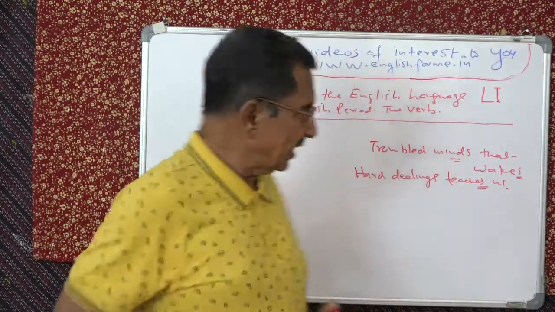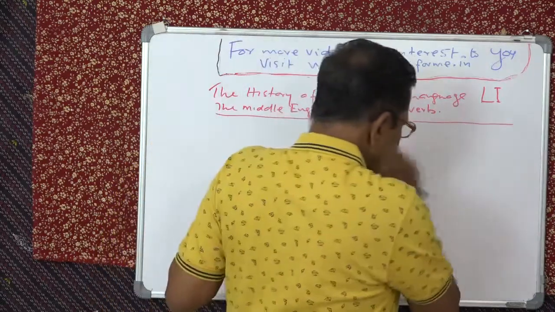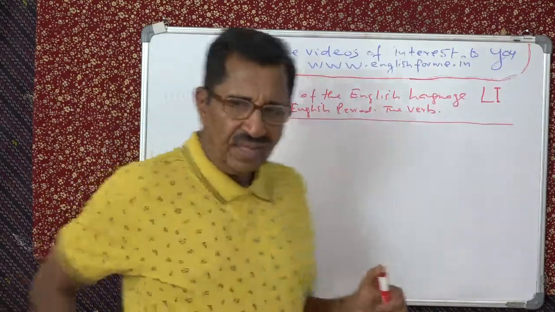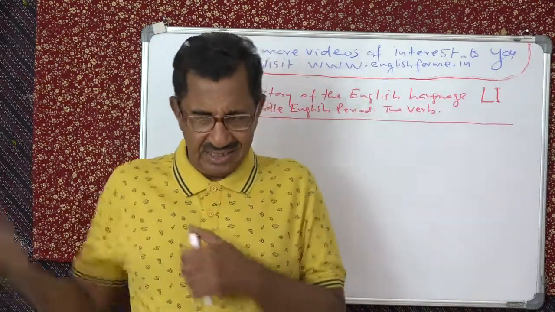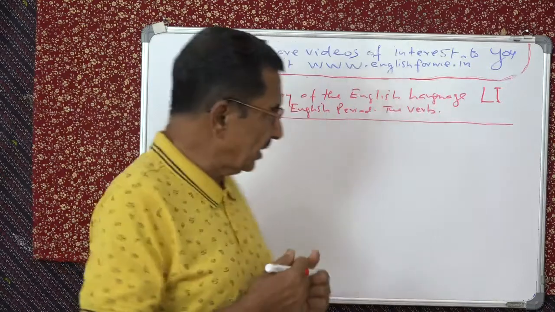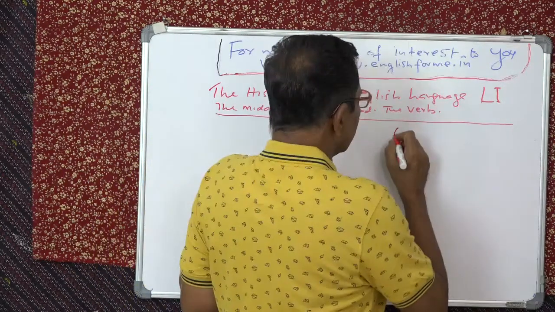And then a fifth point is, it's all about verb simplification. So, eth disappeared and then S came. And a sixth point is strong and weak verbs. You remember, no? Strong and weak verbs.